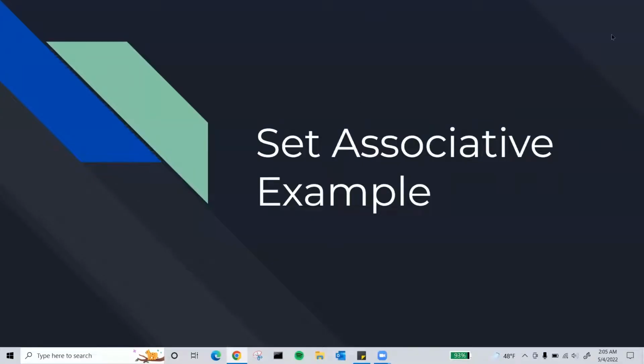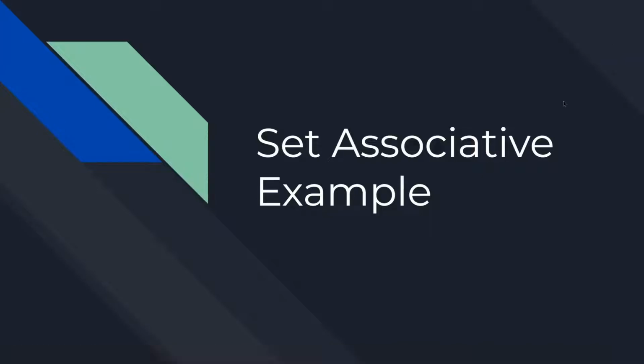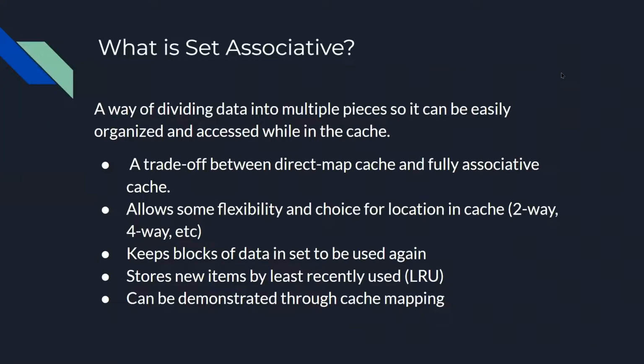Right? So this is the set associative example. First off, what is set associative? It's just a way of dividing data into multiple pieces so it can be easily organized and accessed while in the cache. It's a trade-off between direct map cache and a fully associative cache. It allows some flexibility and choice for location in the cache.